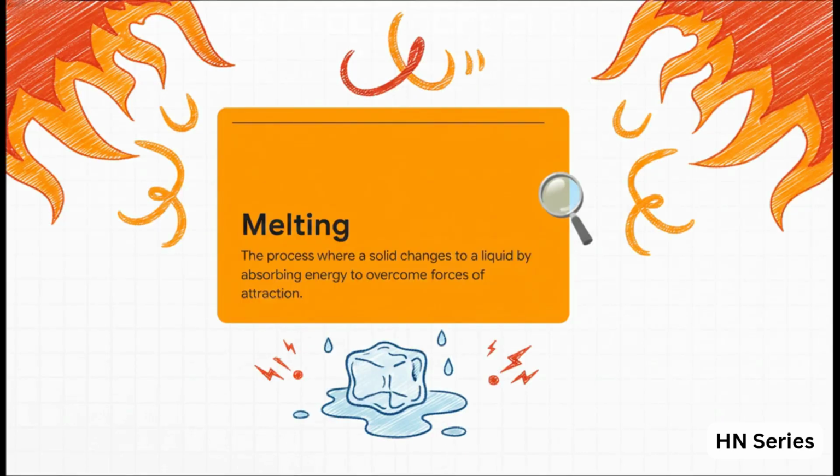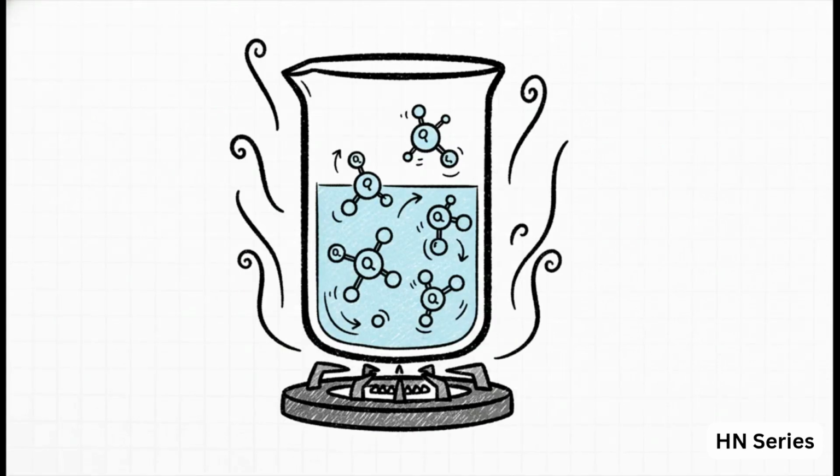But then we add some warmth. As our ice cube starts to absorb heat energy, our little molecule starts to vibrate more and more violently. And eventually, it gets just enough energy to break free from that rigid grid and start sliding past its neighbors. And that, my friends, is melting. So our molecule is now happily swimming around in a puddle of liquid water. But what happens if we keep adding energy?